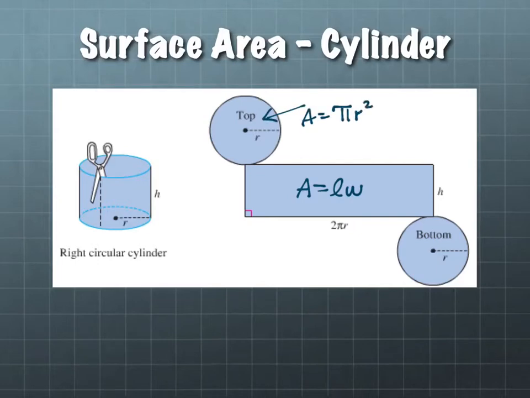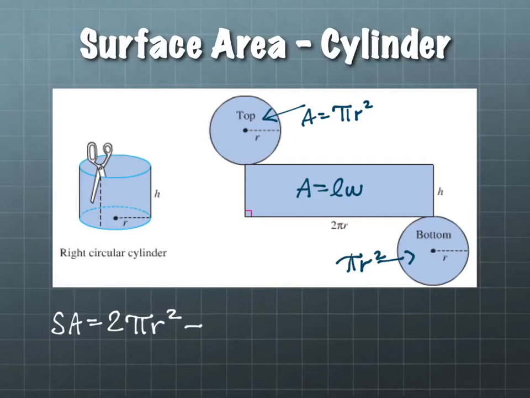Pi r squared, and we have two of them, right? So these are the pieces that we're combining together, but we want to do it from the perspective of having these particular lengths and widths. Our circles are already given because the radius is still in terms of r. So my two circles, my surface area, is 2 times the formula for a circle, pi r squared. Pi r squared plus pi r squared would be 2 pi r squared.